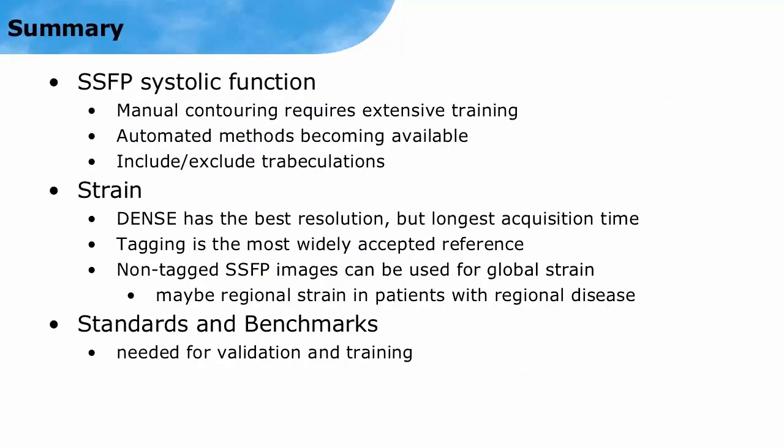Okay, so the take-home messages from this talk. Manual contouring is the gold standard, but it does require extensive training in your lab, so at least a few weeks, I would say, to get people on board with the same level that other people are doing. Automated methods, though, are going to standardize this, I hope, in the near future. I would recommend DENSE if you're looking at high-resolution strain, but untagged SSFP can be used for global strain in the whole slice, no problem.